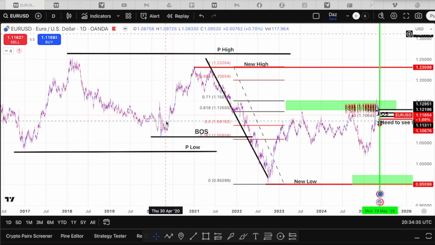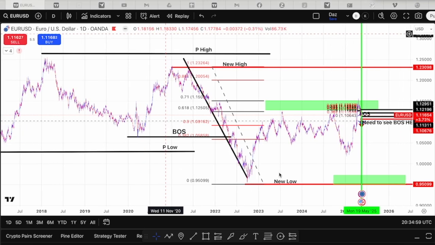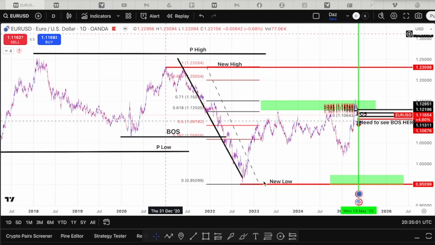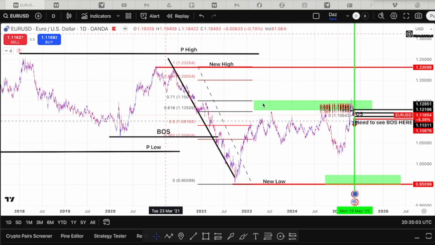So just on this one here, we've got the previous high and the previous low. Then it came back up here and then it broke structure. So this low here was broken by this high, so this is now the new low. This high broke this low, so this is now my range here. New high, new low.